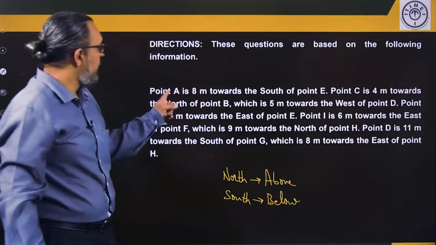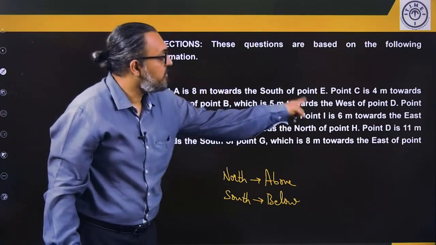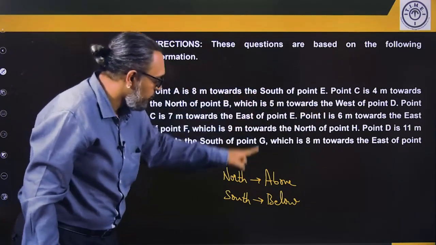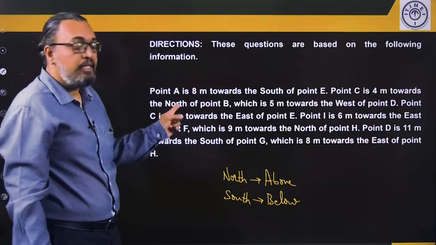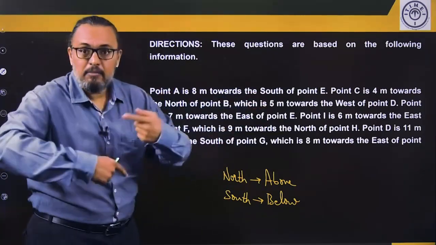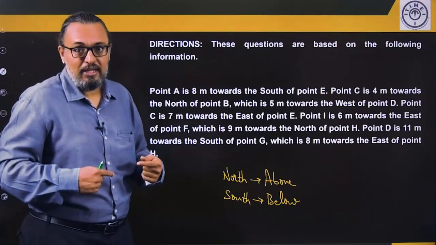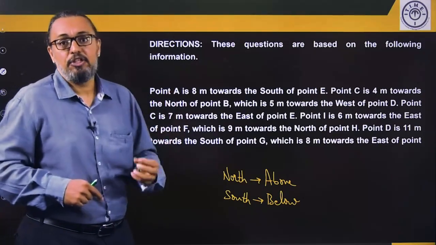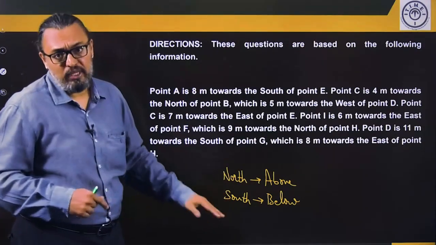Now for example, here he says point A is 8 meters towards the south of point E. Now replace the word south with below. So how do you read it? A is 8 meters below point E. Then it becomes easy to interpret, understanding the point. So when the directions are given with respect to 2 points, these are how we can identify.